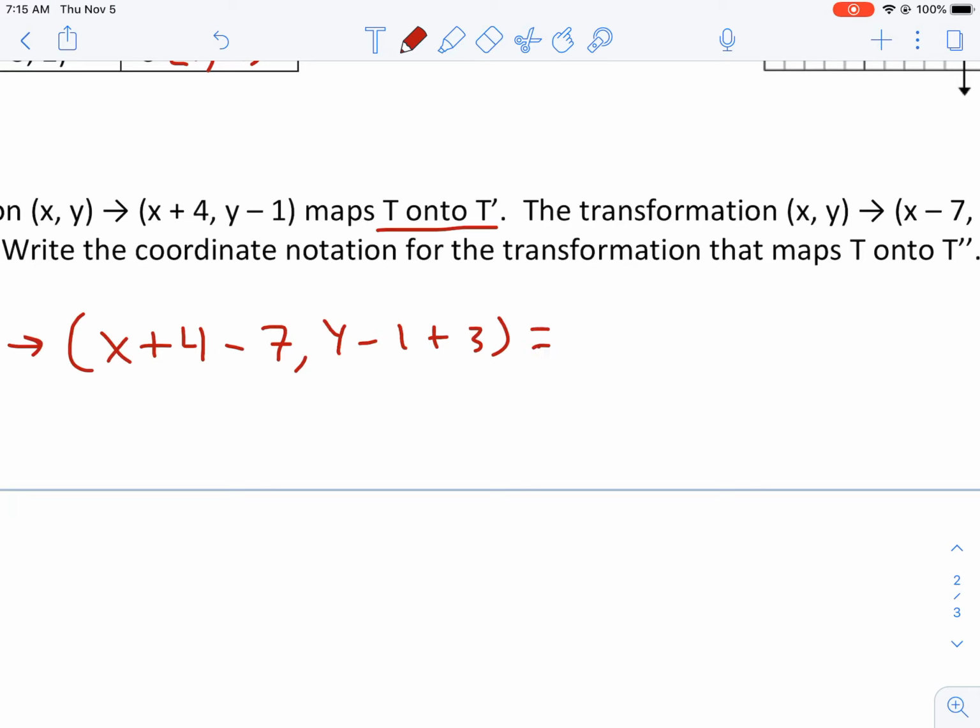If x is going right 4 and then left 7, 4 minus 7, that's -3. So it ends up just going to the left 3. Then y is going down 1 and then up 3, so -1 plus 3 is 2. So y is going up by 2. So that would be the new transformation.